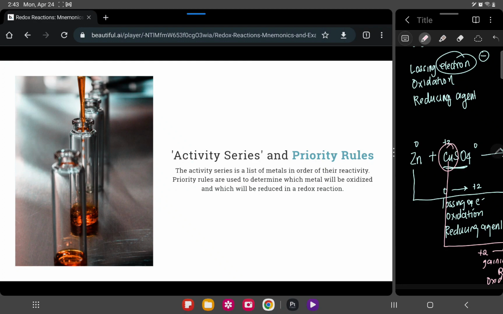Actually, the activity series has been discussed in your, I think, inorganic chemistry as an introduction. And priority rules are used to determine which metal will be oxidized and which will be reduced in the redox reaction. So the activity series and priority rules are helpful to know the whole structure of your chemical equation.